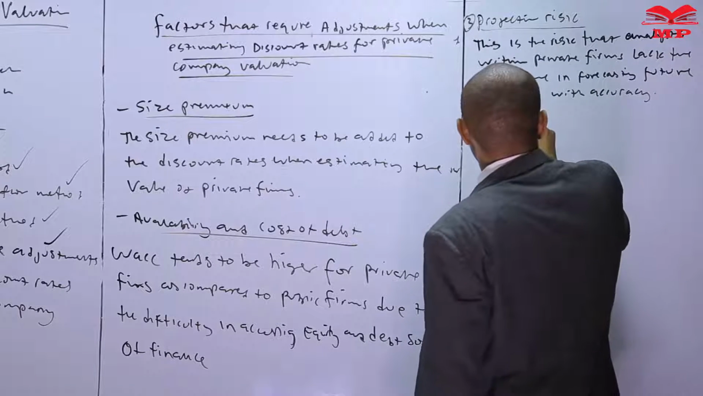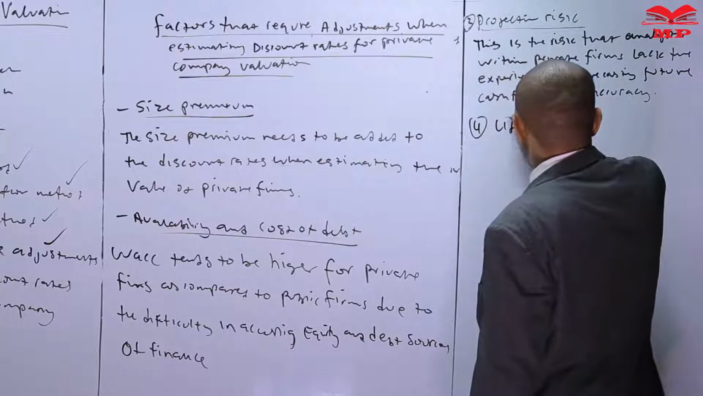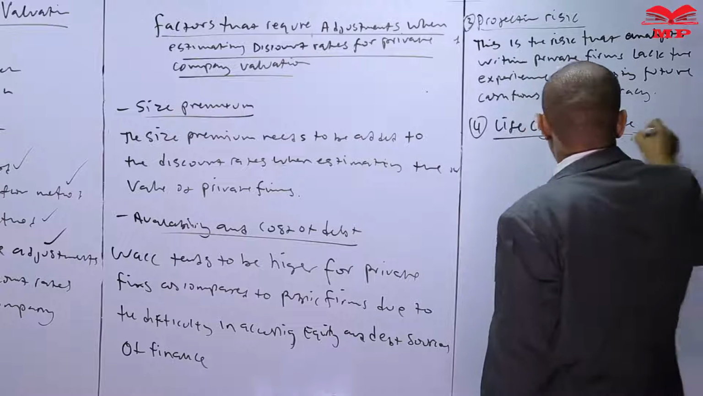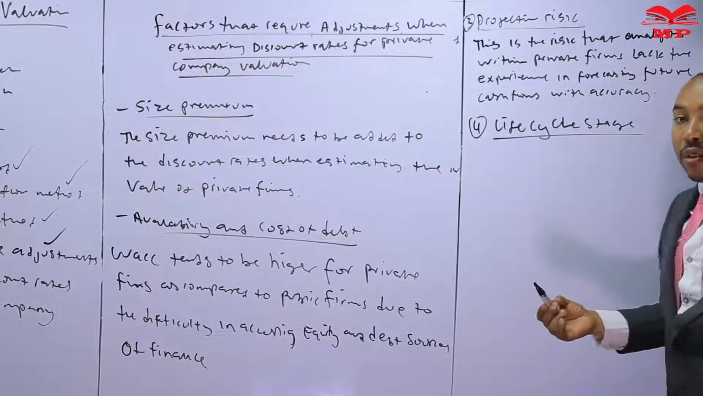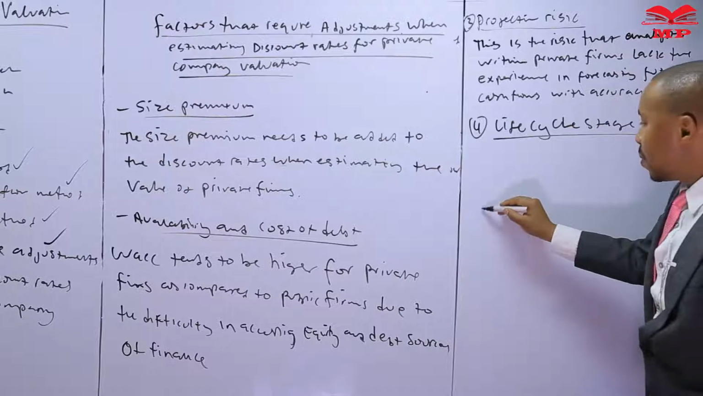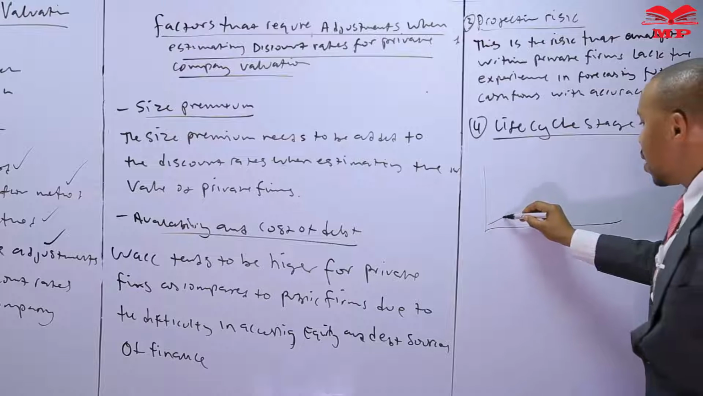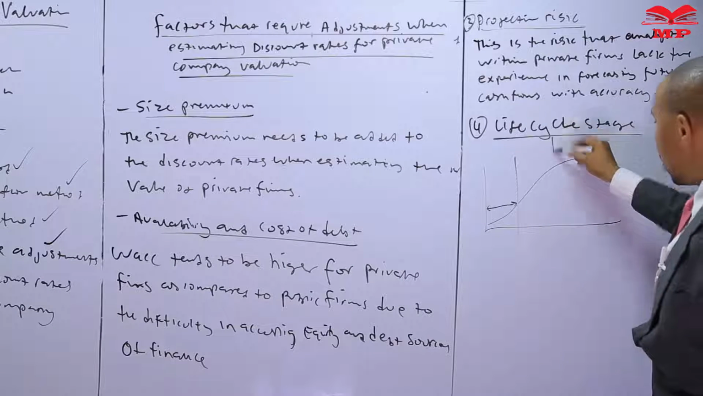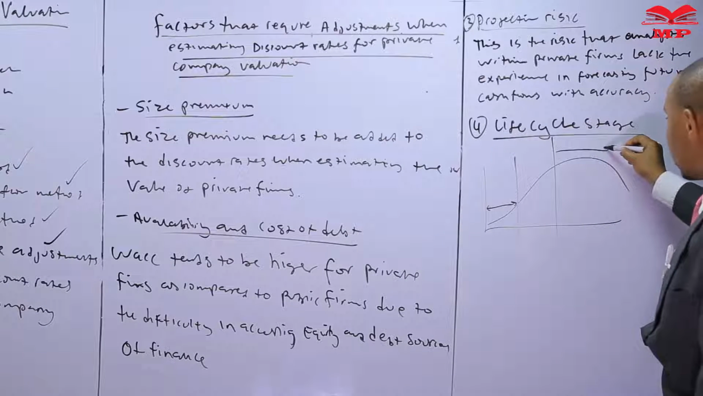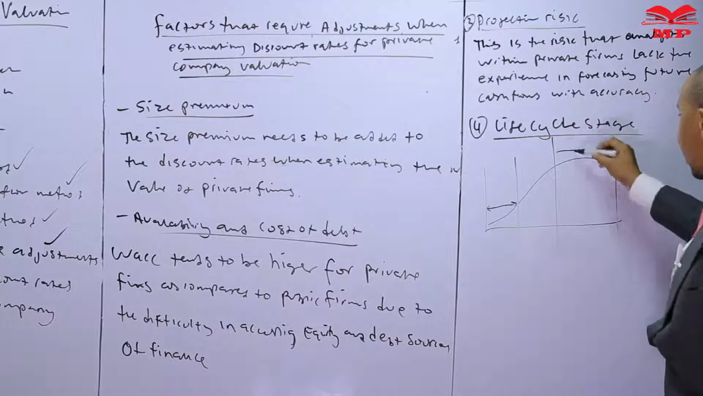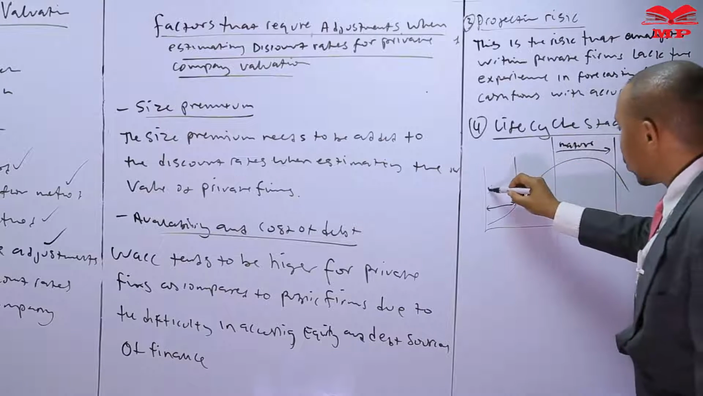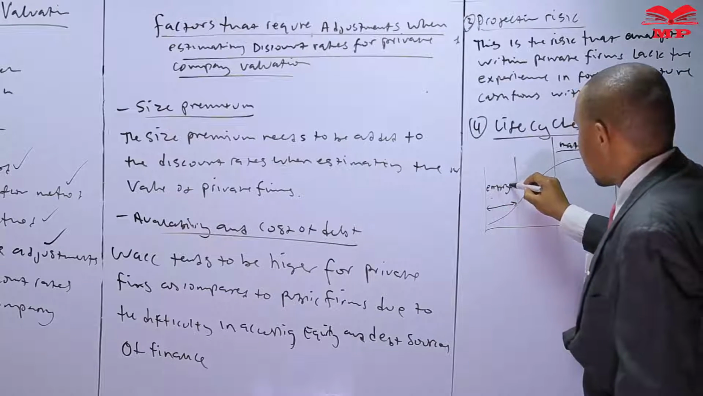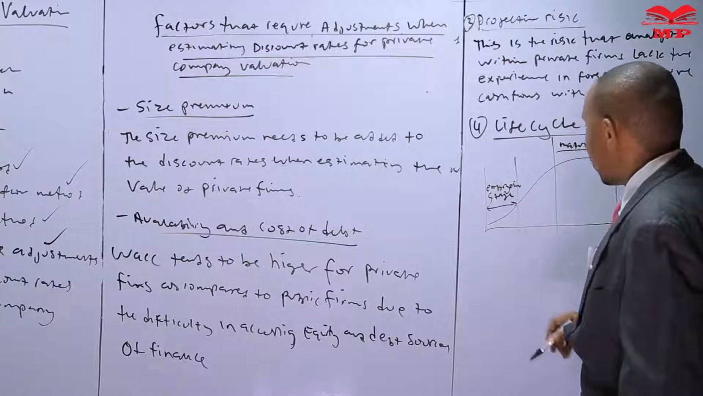The fourth factor is the life cycle stage. Under the life cycle stage, we know that private firms tend to be at the initial part over here, as compared to public firms, which generally, at a greater scale, are at the mature stage. This is the growth or embryonic stage of the life cycle.